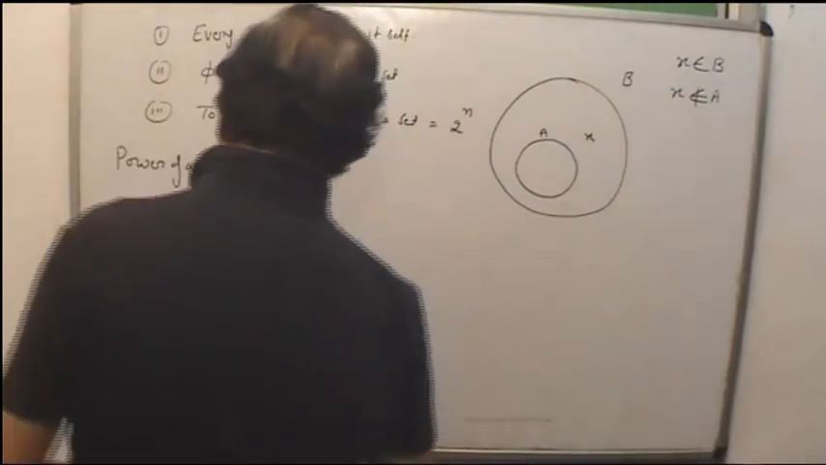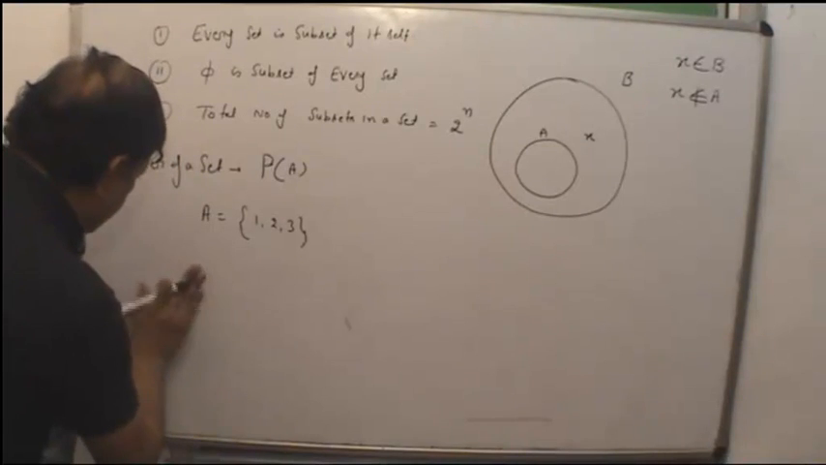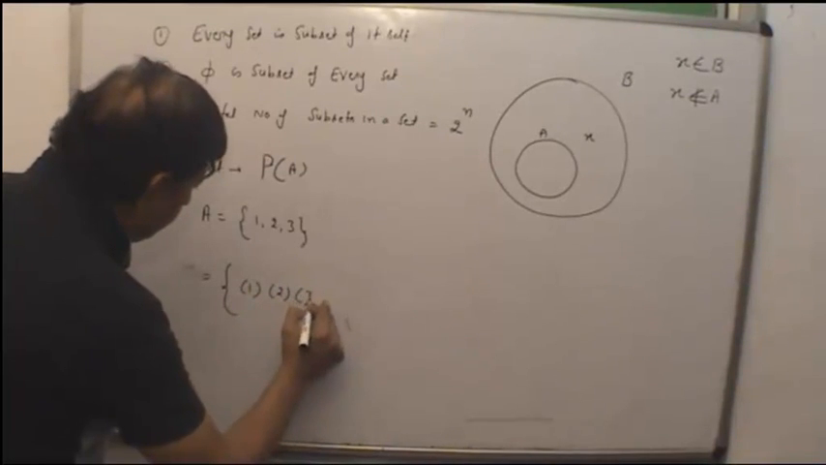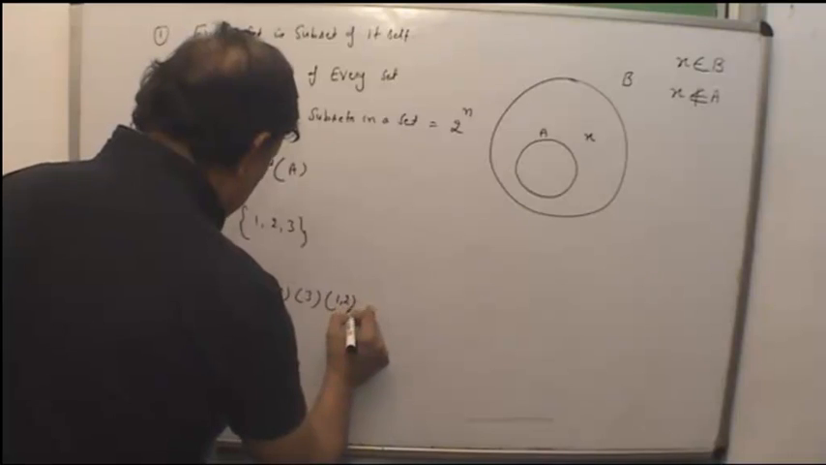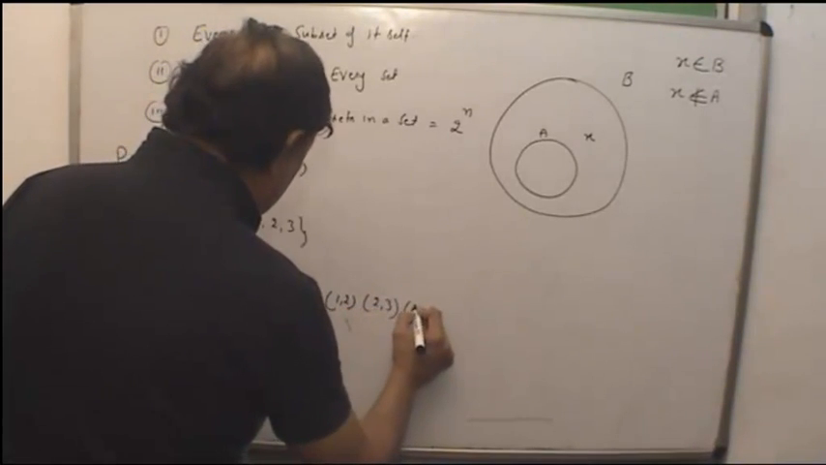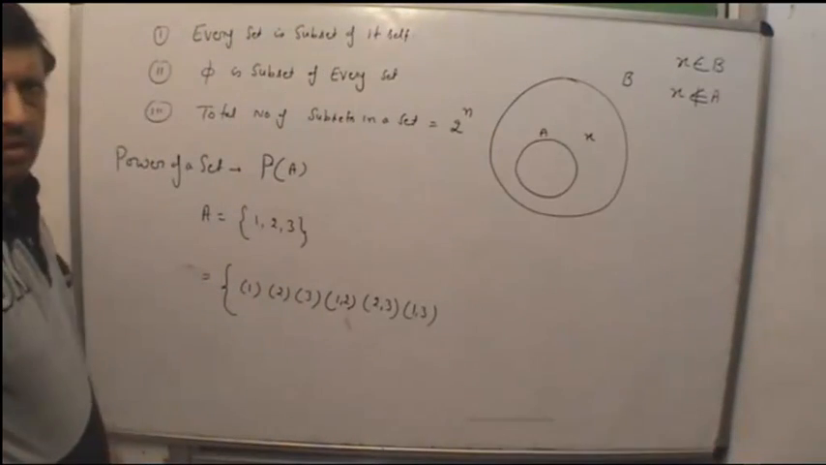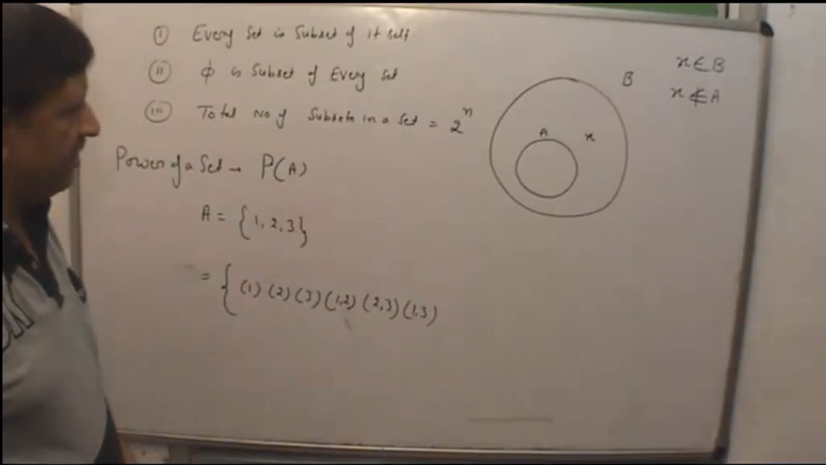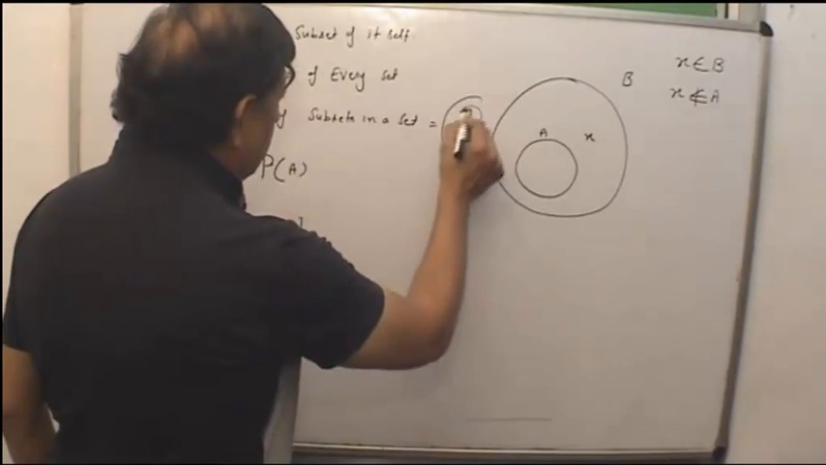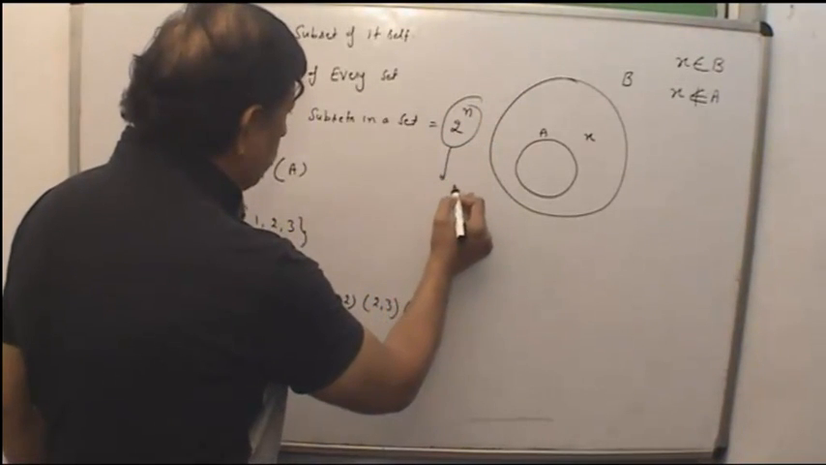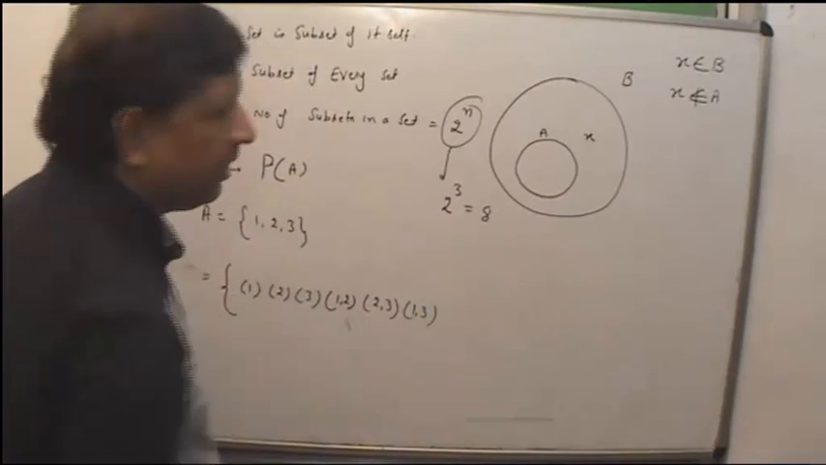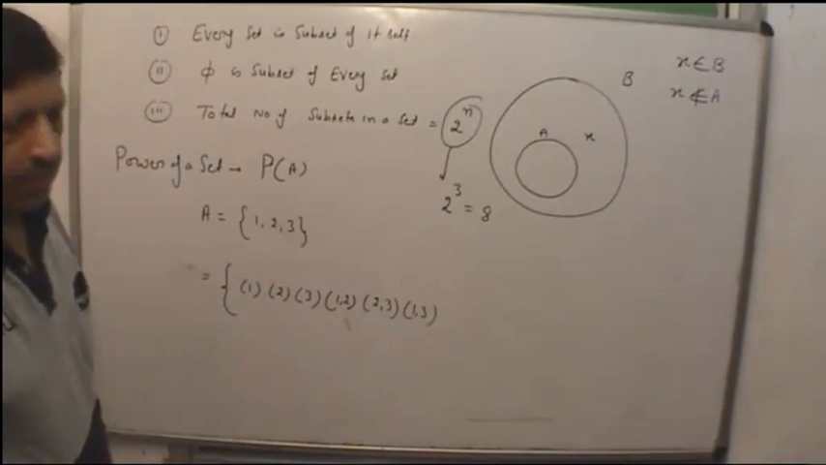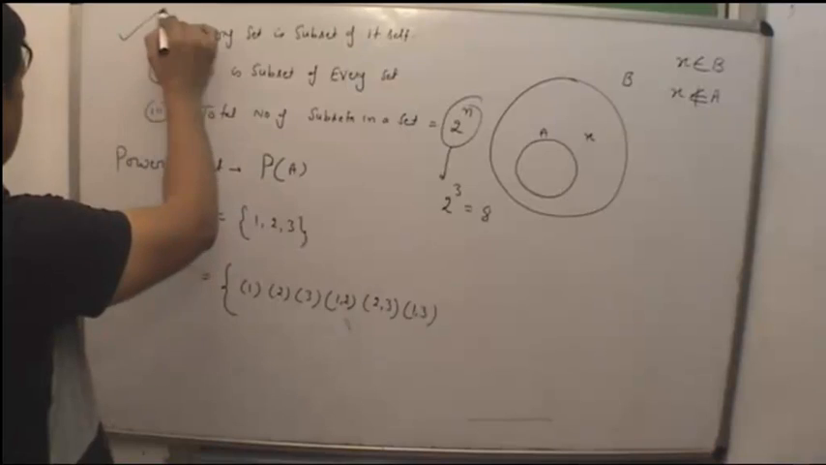Let us try to write the subsets for this set. Here we write {1}, {2}, {3}, {1, 2}, {2, 3}, {1, 3}. 1, 2, 3, 4, 5, 6. They are 6 elements. But what does the rule say, how many members must there be? 2 raised to the power 3, that is equal to 8. Then, what is the problem here? Where are the 2 members? The members are present here.